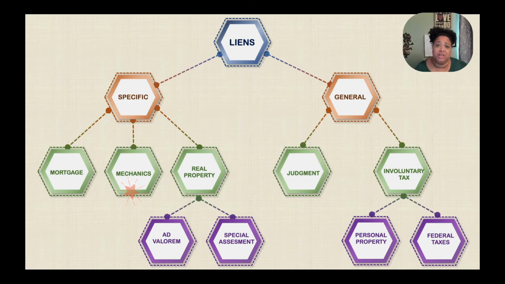Another type of specific lien would be a real property tax lien. Just like you pay taxes on your car every year based on how much it's worth, every year, if you own houses or land, you're going to pay a tax. It's due on September 1st, and it's going to be based on what the value of the home is. Right? So those are our specific liens. You see, they're specific against one property.